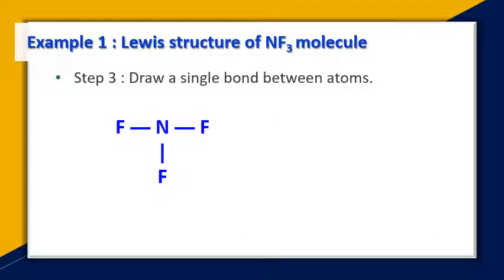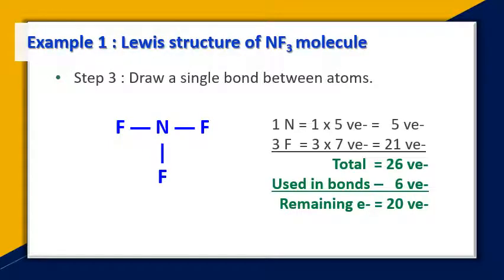The third step is to draw the single bonds between the atoms. Since we form 3 single bonds between the nitrogen and the fluorine atoms, we have used up 6 valence electrons. Therefore, from 26 valence electrons, subtracting 6 valence electrons, we have 20 valence electrons remaining.